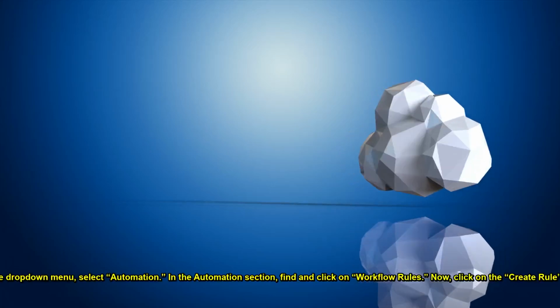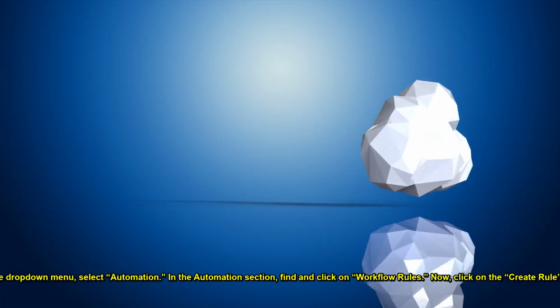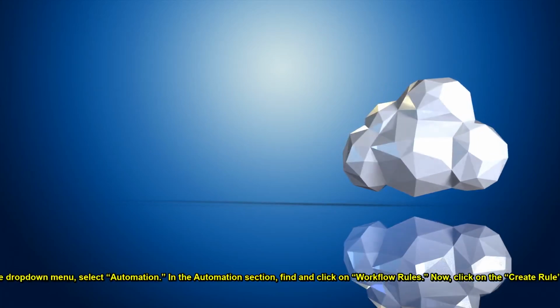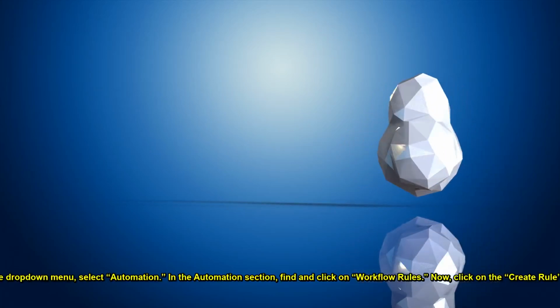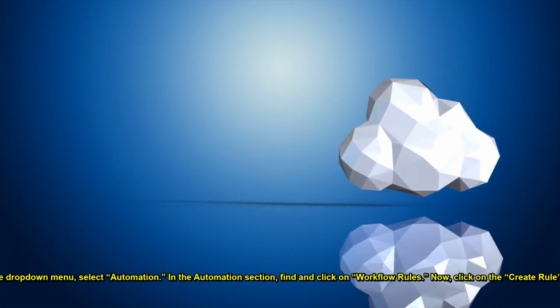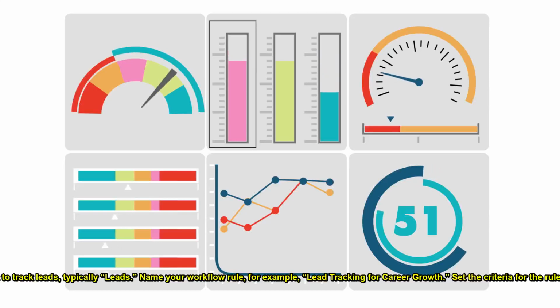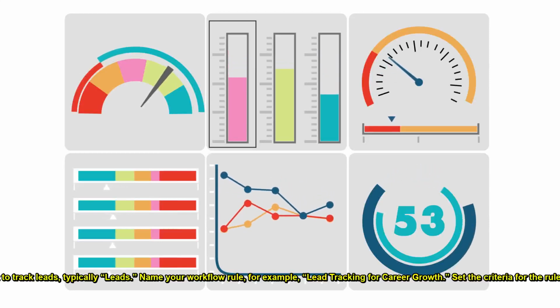From the drop-down menu, select Automation. In the Automation section, find and click on Workflow Rules. Now, click on the Create Rule button. Choose the module where you want to track leads, typically leads.